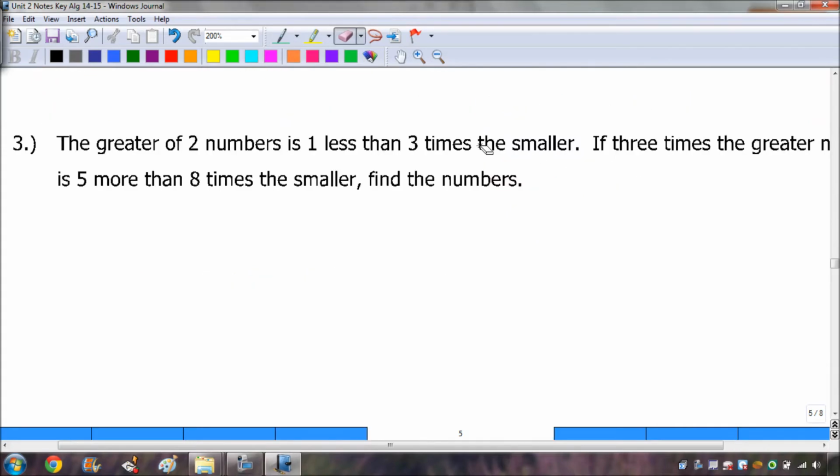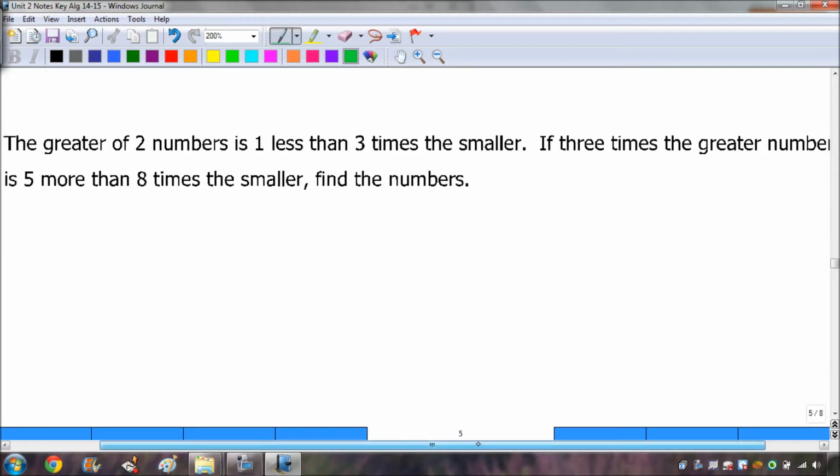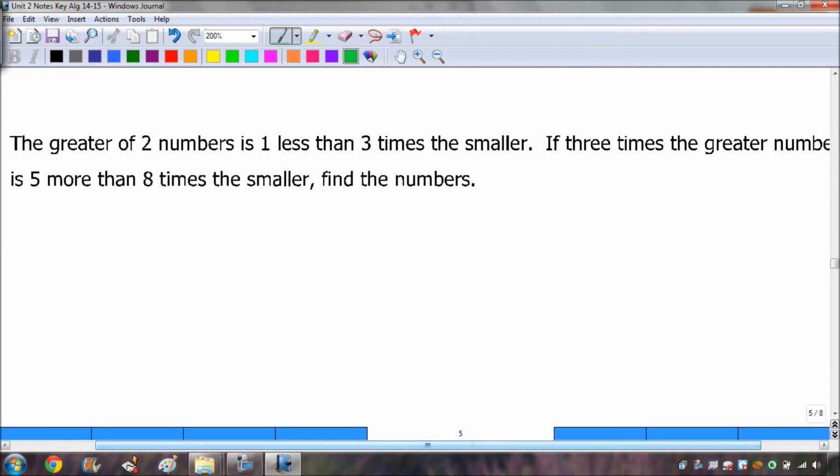Okay, we're going to skip question number 2 and go on to number 3. We're going to do number 2 next time I see you guys in class. So in number 3, it says the greater of 2 numbers. I'm going to underline key information as I read it.